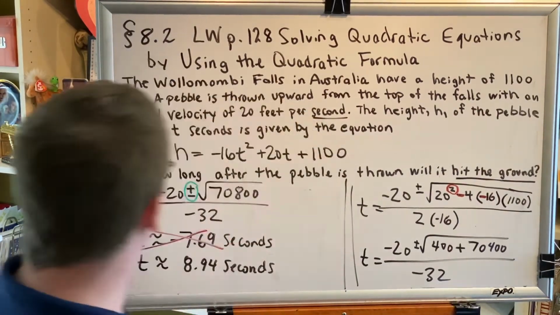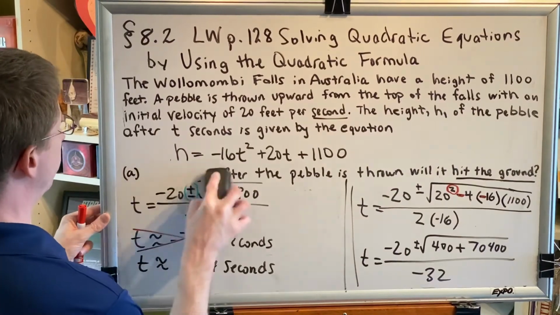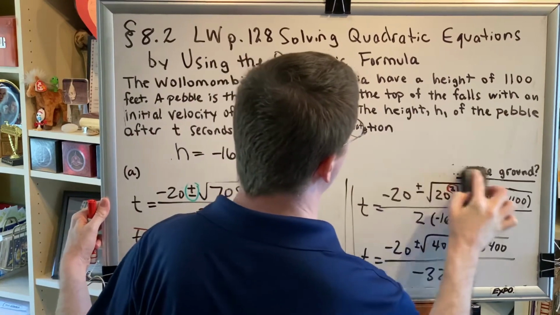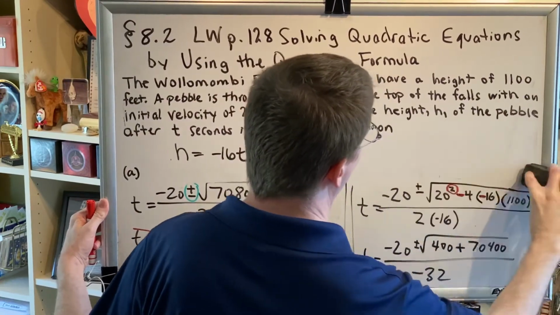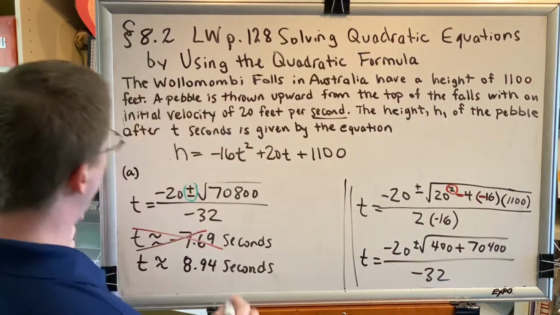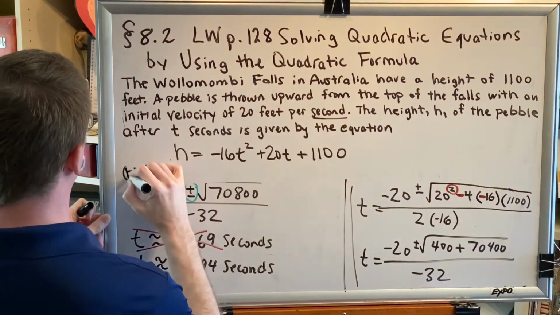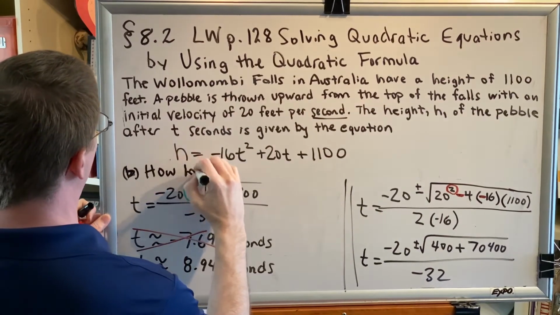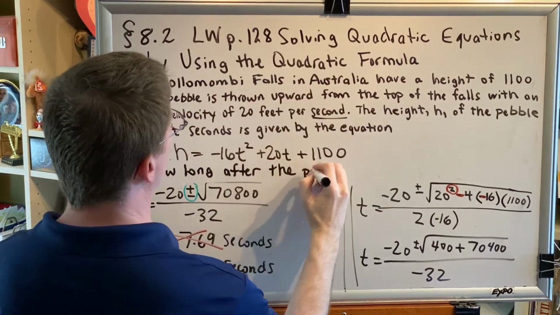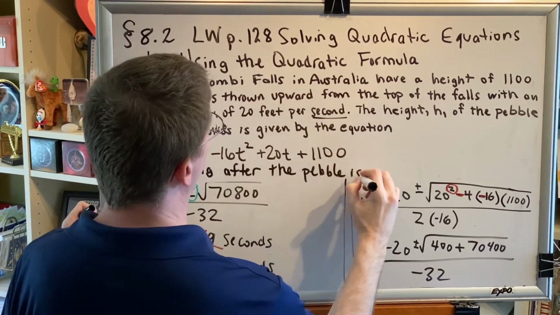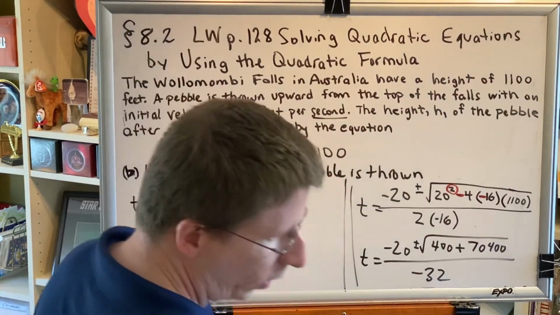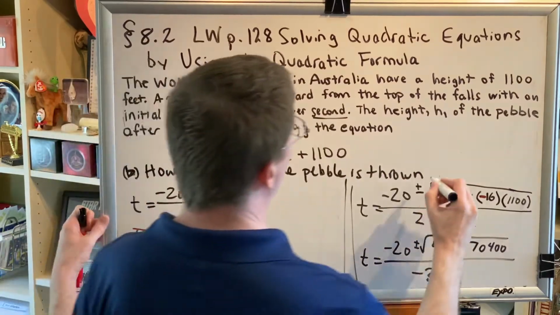All right, that brings us to part B. Part B says, how long after the pebble is thrown will it be 550 feet above the ground?